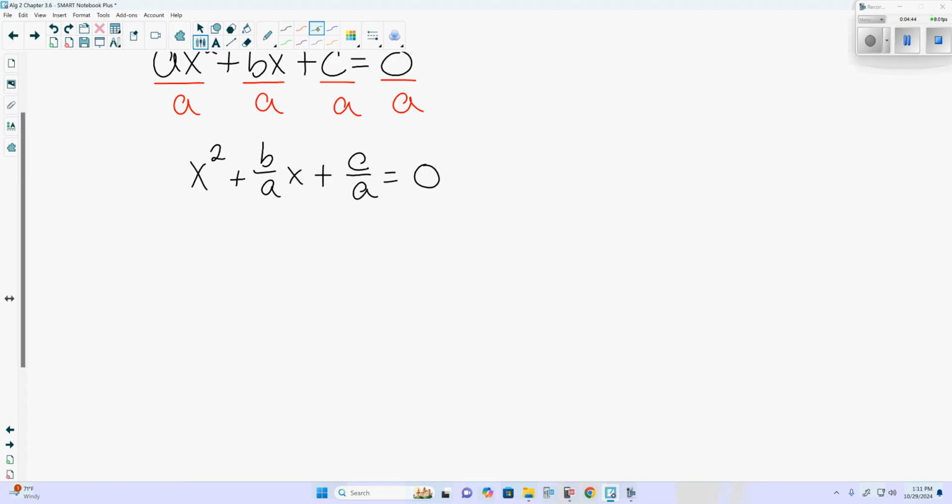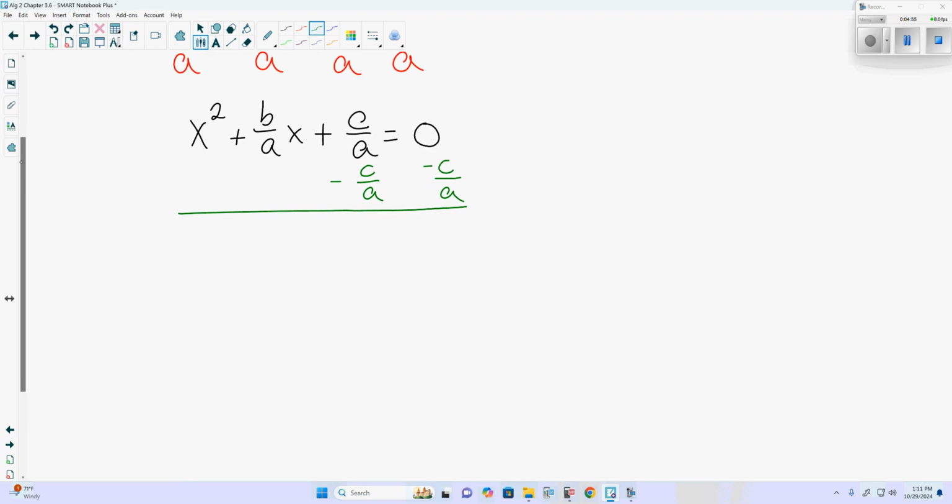Our second step is to get the constant terms on one side. So, well, our only real constant term is this c over a, because x squared and b over a x are both terms with variables. So we'll have x squared plus b over a times x plus blank is equal to negative c over a plus our blank.